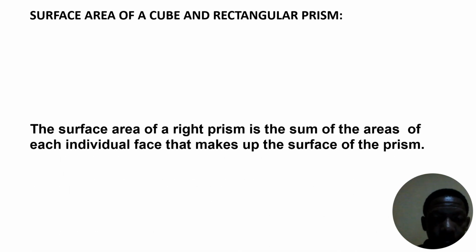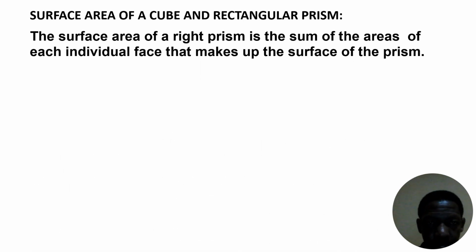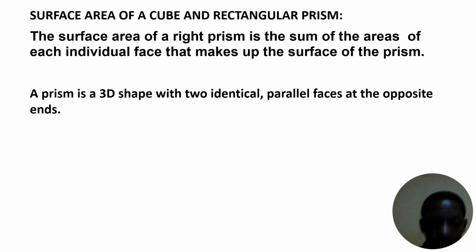Now, the surface area of a right prism is the sum of the areas of each individual face that makes up the surface of the prism. And then the prism is a 3D shape with two identical parallel faces at the opposite ends. Let me repeat this one. A prism is a 3D shape with two identical parallel faces at the opposite ends.